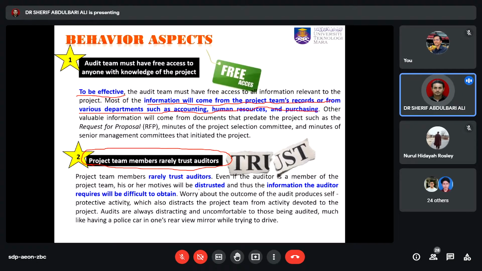So this will lead to distrust, and it will be really hard to get the information. The information the auditor requires will be difficult to obtain, because the team members from the projects don't trust you.